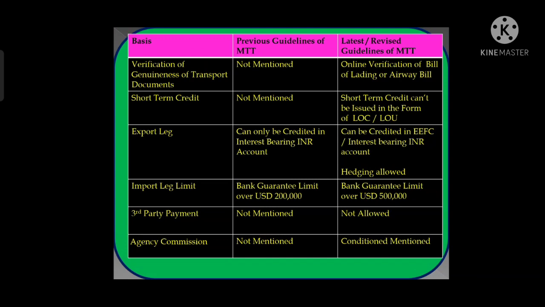Agency commission: similarly, there was nothing mentioned about agency commission in the previous guideline, but in the revised guideline a specific condition has been mentioned. If that condition is fulfilled, then the payment can be made against the agency commission on a merchanting trade transaction.